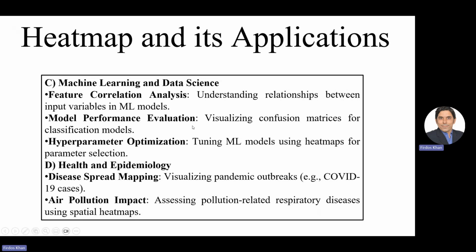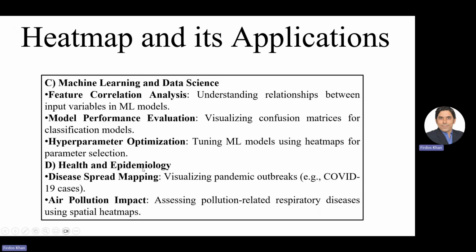Model performance evaluation: visualizing the confusion matrix for a classification model. In the classification case, you can visualize the confusion matrix as a heat map, and that makes it easy to conclude about the performance of the model. Hyperparameter optimization: tuning ML models using heat maps for parameter selection. So if you have enough information, you can do this for optimizing the hyperparameters of a machine learning model.